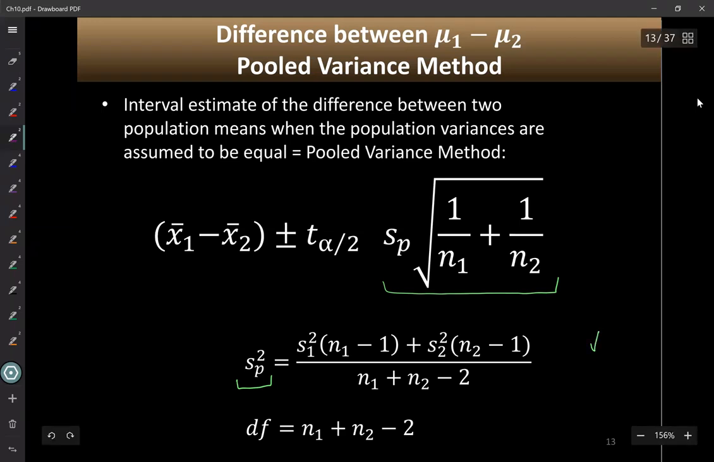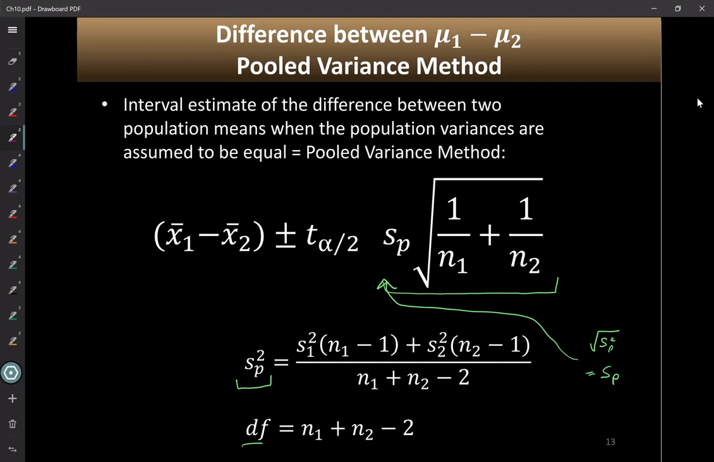If you take the square root of that value, it equals the pooled standard deviation, so just S subscript P, and you plug that in to the formula. That is what goes in there. The degrees of freedom, you take the size of sample 1 plus the size of sample 2 and subtract 2, and that's what you use for the degrees of freedom.